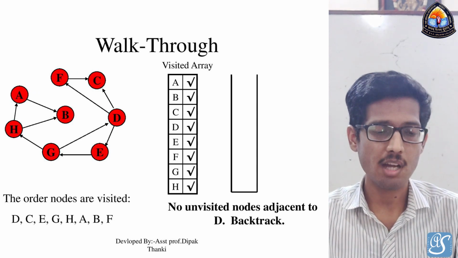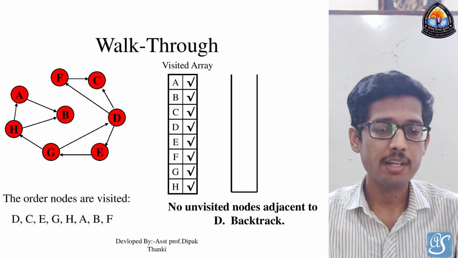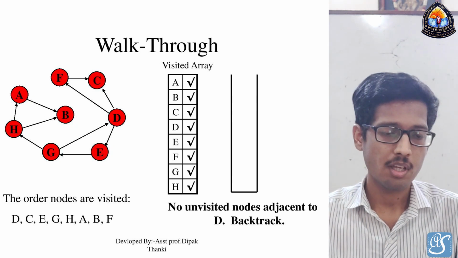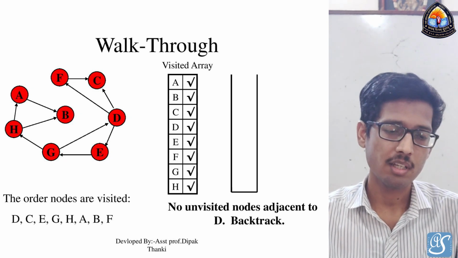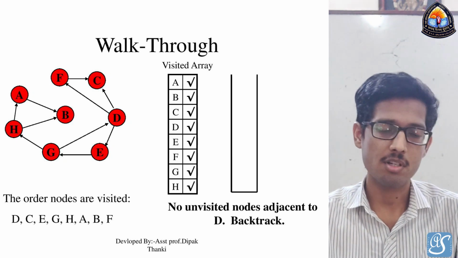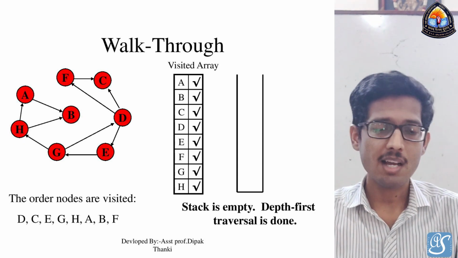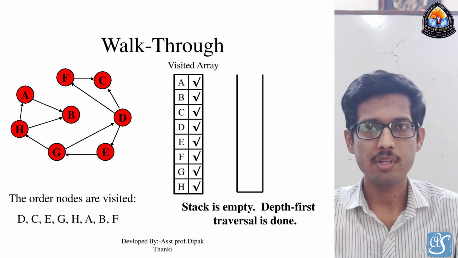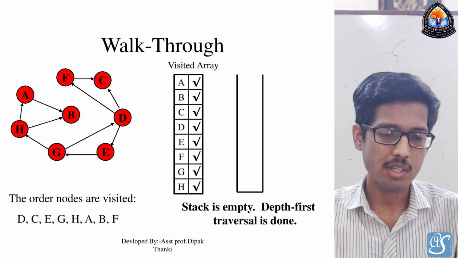Backtracking. Now you can see in the graph all nodes we have considered and visited, and we have completed traversing. You can also see in the visited array table we have ticked all the nodes. It means we have traversed all the nodes. And you can see our stack is also empty. At last your stack must be empty after completing all the process. Now at last the stack is empty, DFS traversal is done.